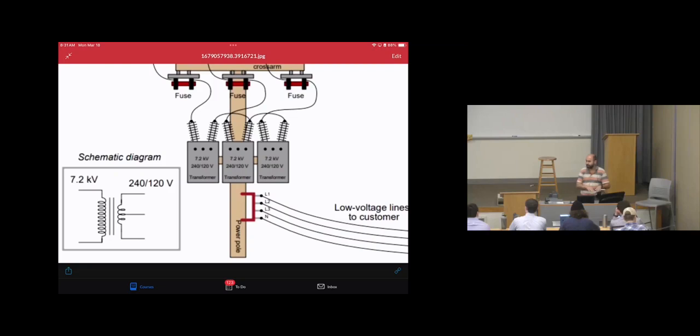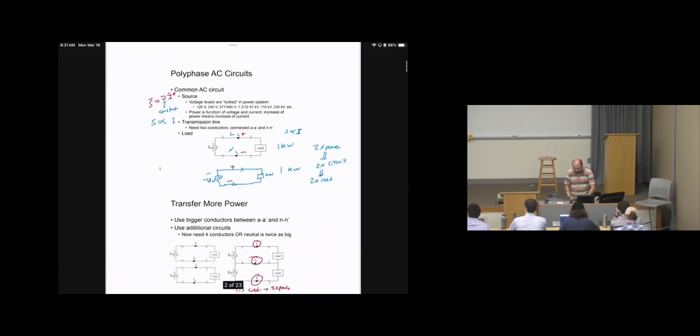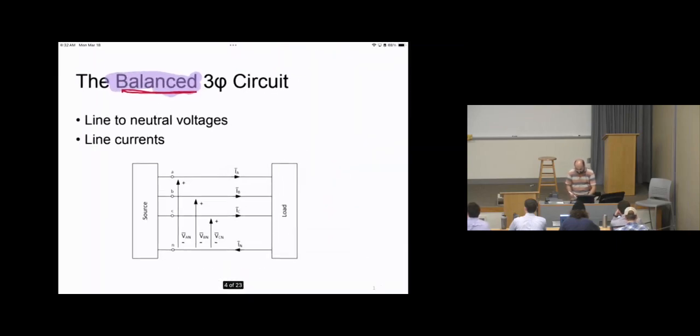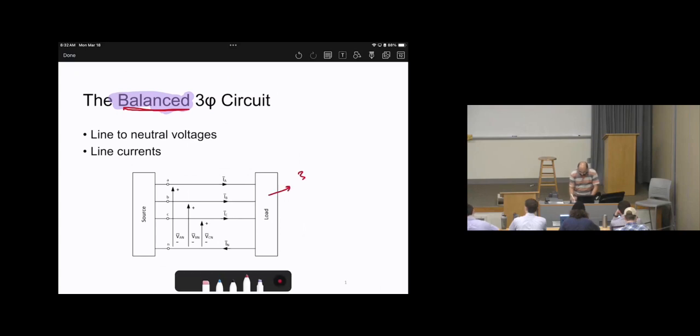And again, balanced means identical loads. Phase A, phase B, phase C are identical. So as a result, when we discuss the three-phase balanced system in our analysis, we are going to assume these loads are identical. 3 identical loads.